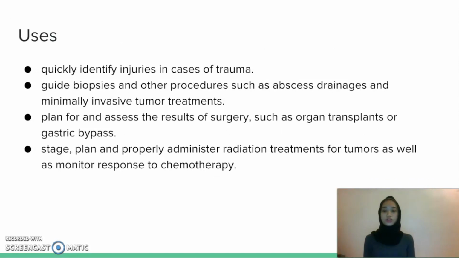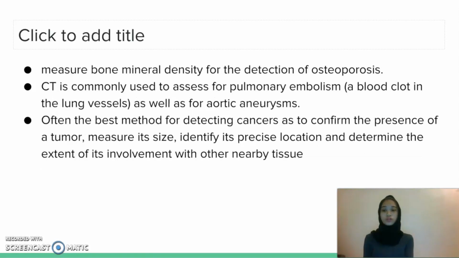Next are the uses of CT scan. It quickly identifies injuries in case of trauma. It also guides biopsies and other procedures such as abscess drainage and minimally invasive tumor treatments. It is also used to plan for and assess the results of surgery such as organ transplants or gastric bypass. It is also used to stage, plan, and properly administer radiation treatments for tumors as well as monitor response to chemotherapy. Next, it is also used to measure bone mineral density for the detection of osteoporosis.